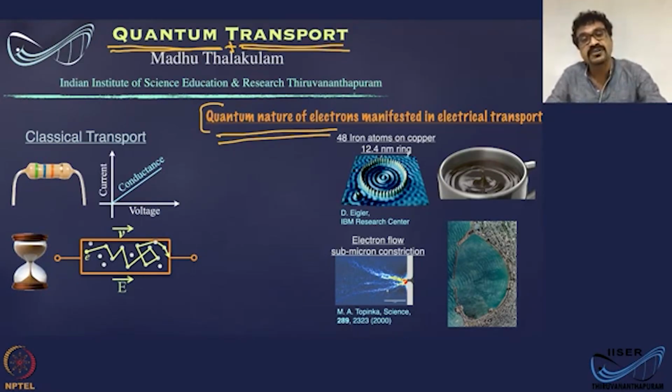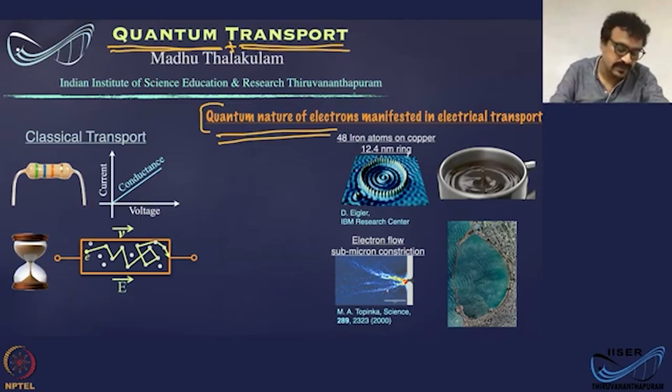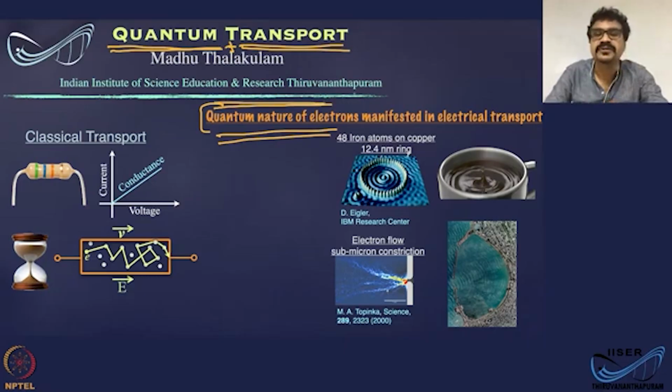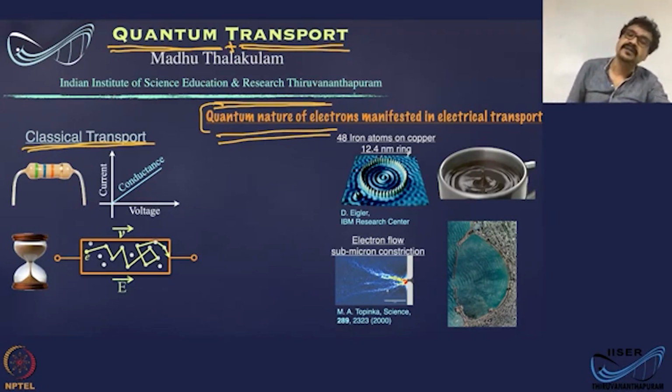That is true, but those are electrical properties. Those are material properties. But when we say quantum transport, we will observe the quantum nature of electrons, whereas the classical transport still treats the electrons as particles, even though the properties are derived from quantum mechanical principles.